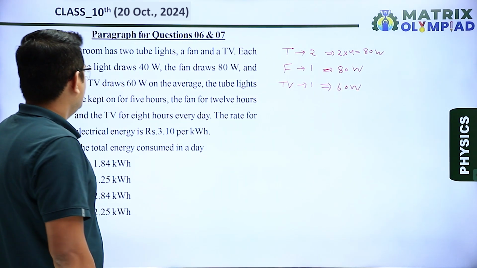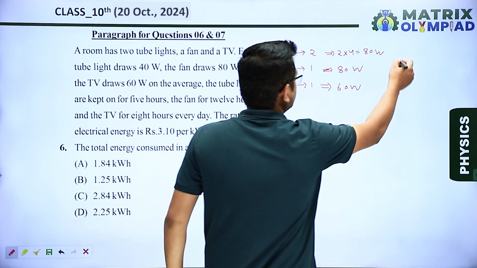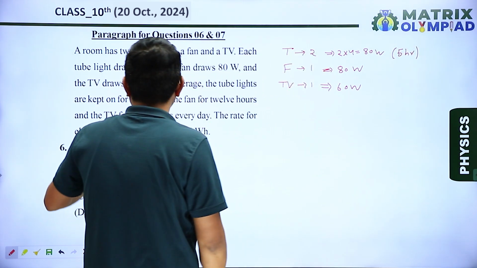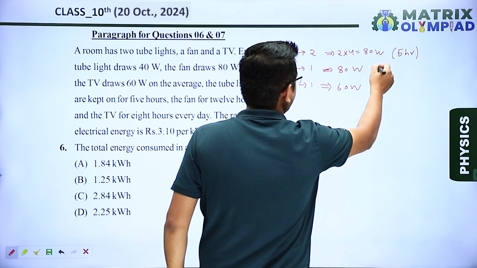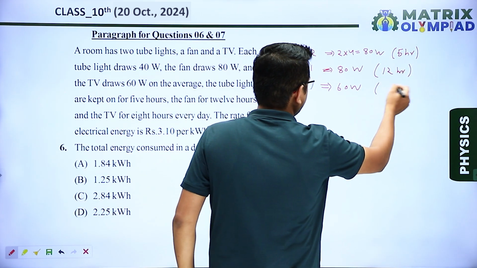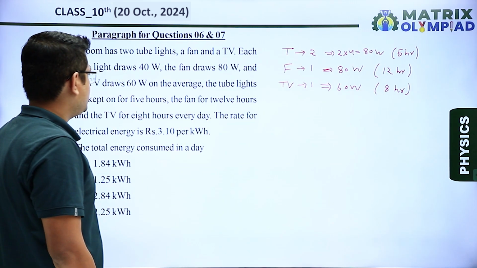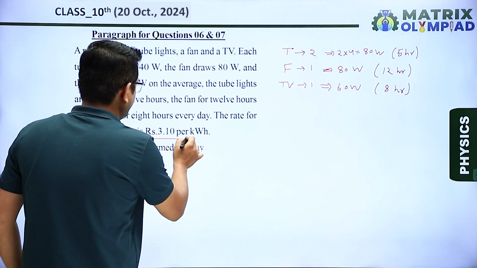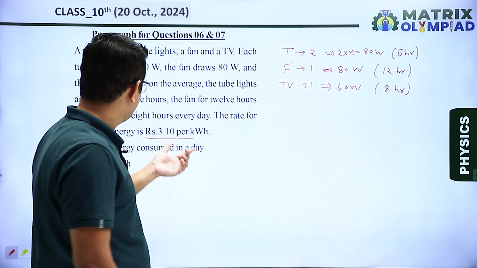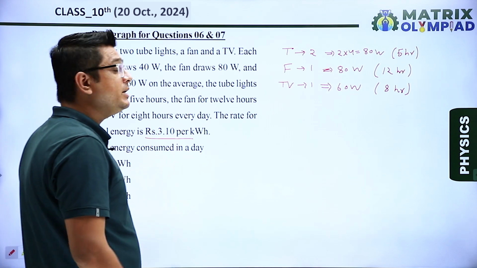Now it is said the tube lights are kept on for 5 hours. Then the fan for 12 hours. And the TV for 8 hours. So TV is used for 8 hours and their power ratings are given here. So it is said the rate of electrical energy is 3.10 per kilowatt hour. Okay, 1 kilowatt hour is equal to 1 unit, which is costing 3.10. So we have to calculate total energy consumed in a day.